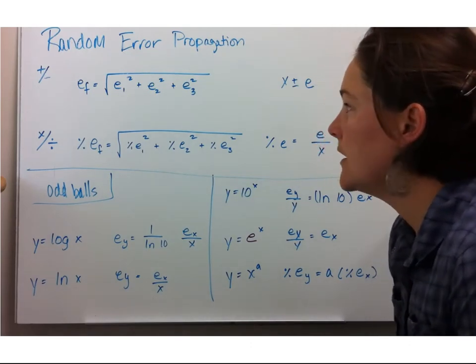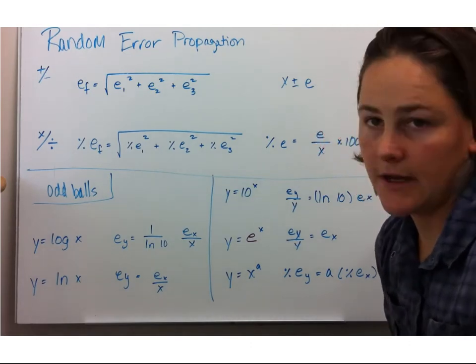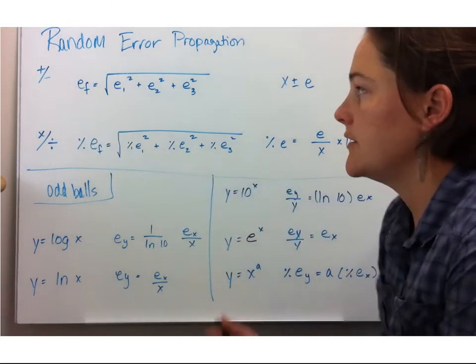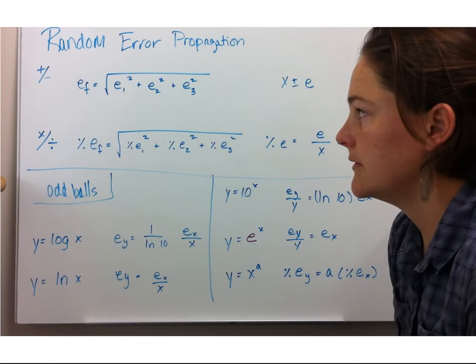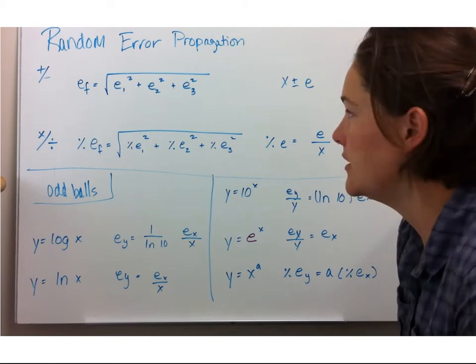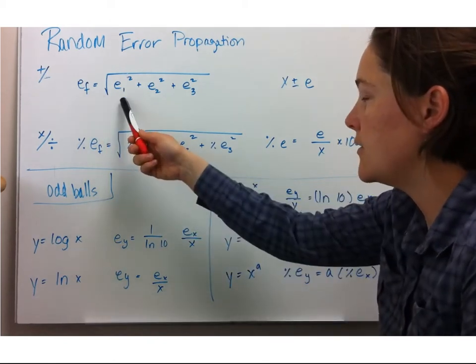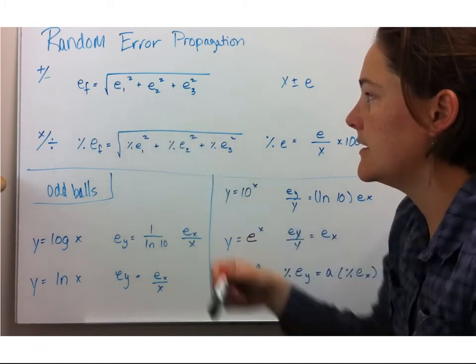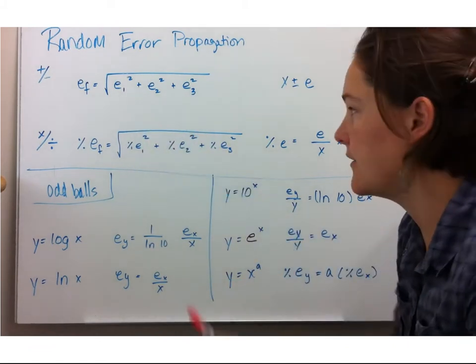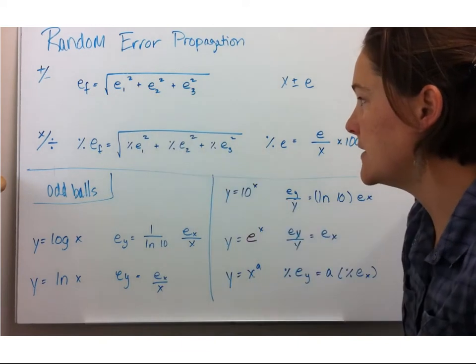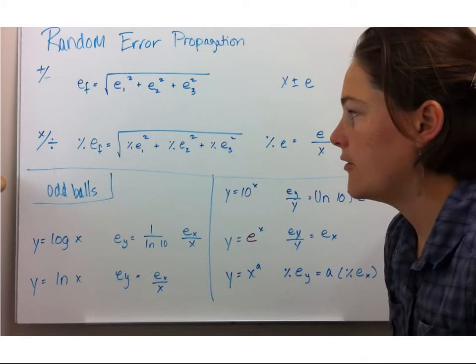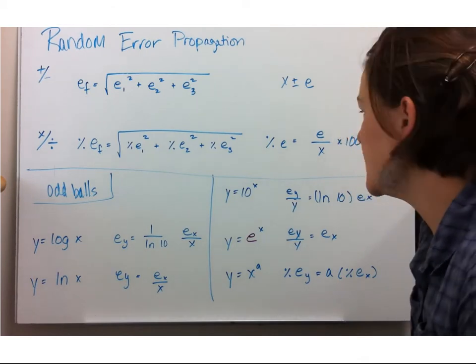All right, so let's talk about random error propagation. When you are doing addition and subtraction, the final error is equal to each of the errors that you're trying to add together. You square each of those, and then you add them together, and then you take the square root, and that's your final error. For multiplication and division, it's a little bit more complicated.